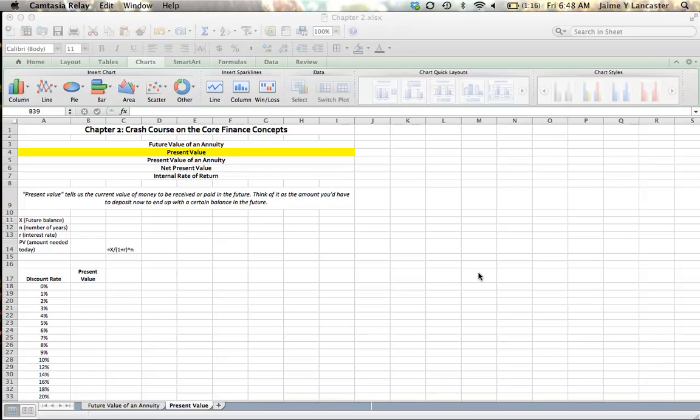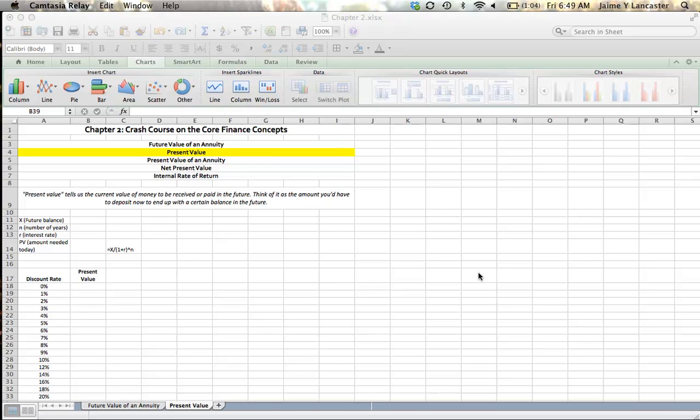In this video tutorial, we're going to look at present value, learn how to calculate present value of a sum of money that we're going to either need to spend or receive in the future, and we're also going to explore the relationship between interest rate and present value. Present value basically tells us the current value, or the value today, of some money that we're going to need to pay in the future or that we're going to receive in the future.